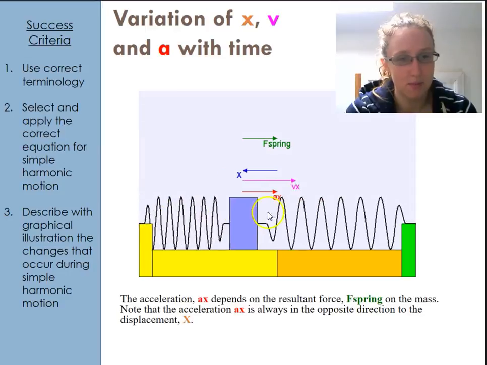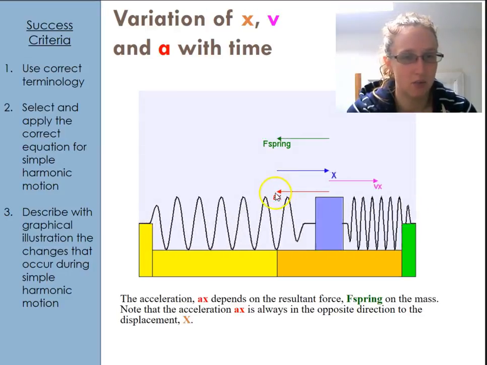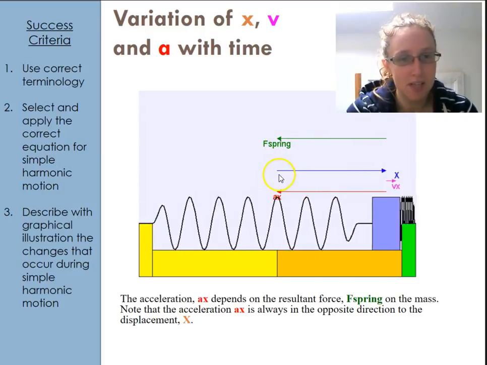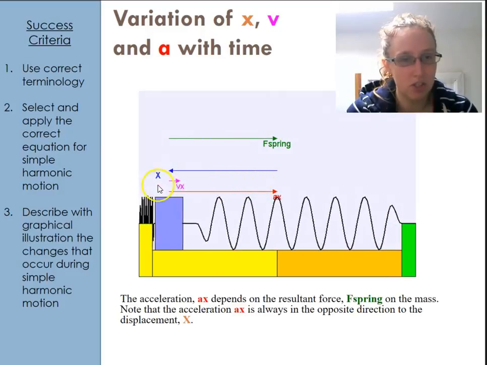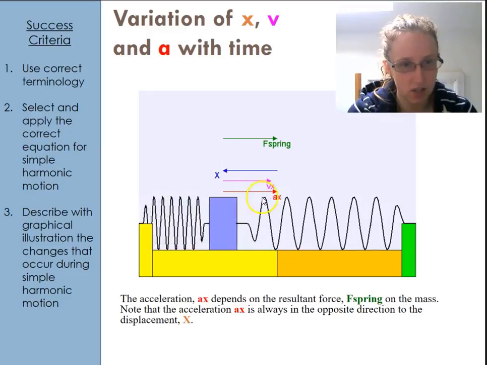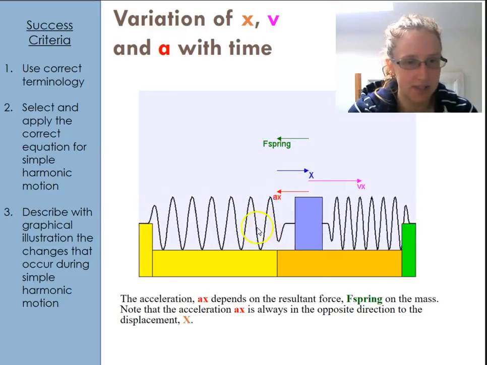So I have maximum acceleration at the amplitudes and 0 acceleration as it passes through the equilibrium position. The displacement is equal in magnitude but opposite to the direction of the acceleration, so we can see there's proportionality there, but the direction is opposite.